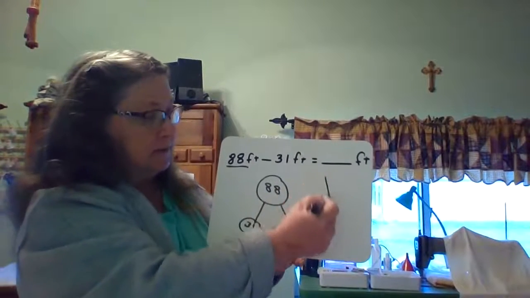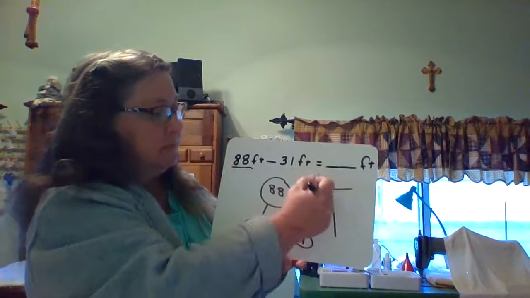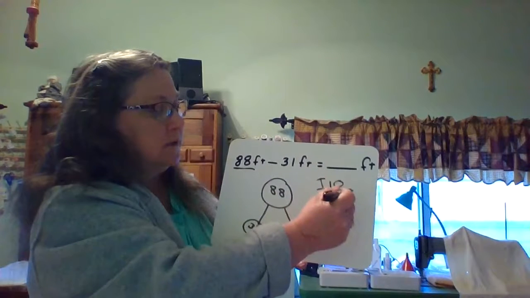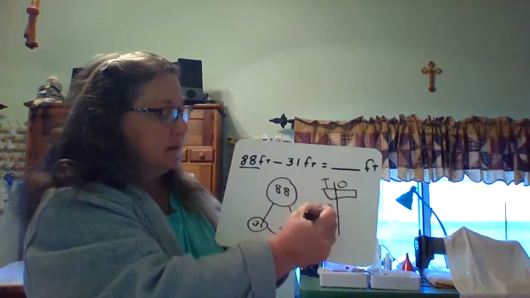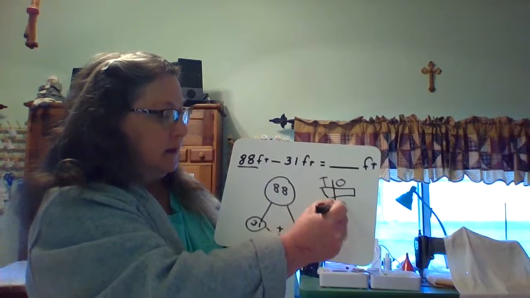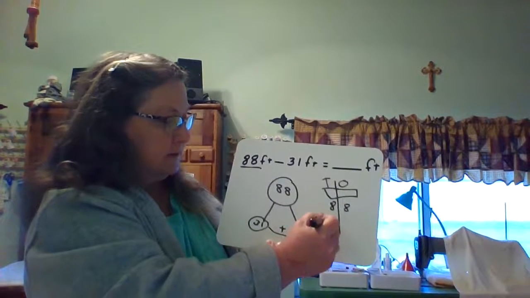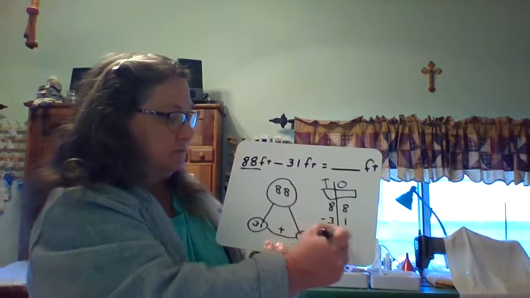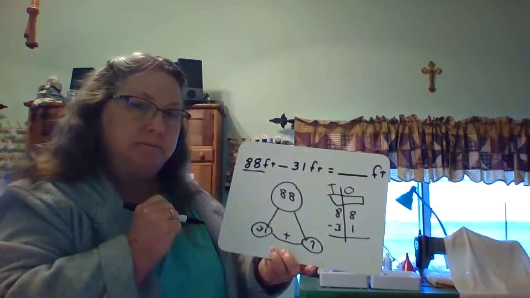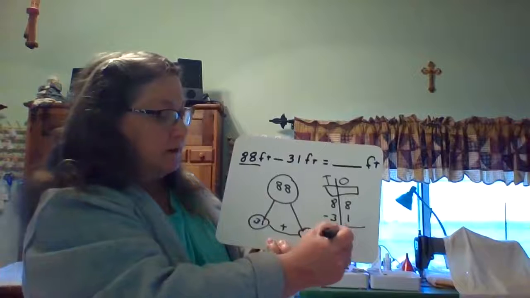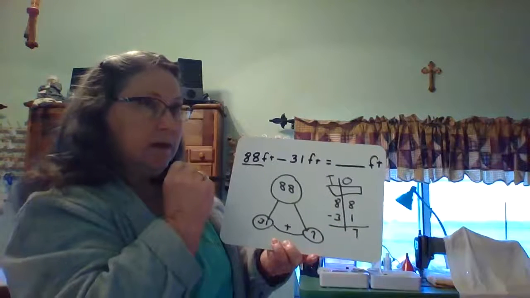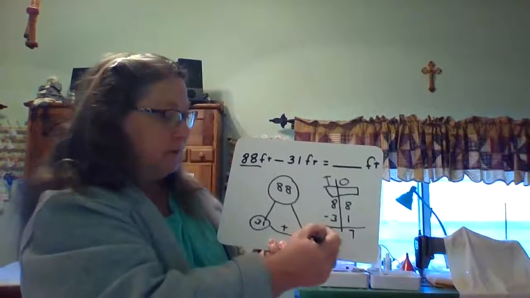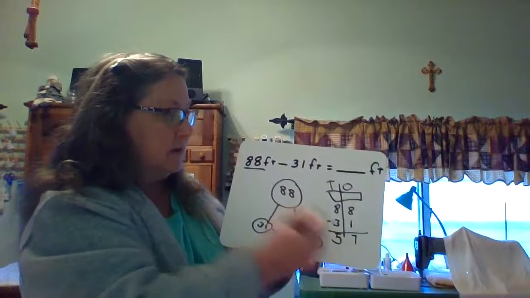So I'm going to make my T, just like I did before. Tens, ones, my box, 88 minus 31. And I can subtract. 8 minus 1 is 7. 8 minus 3 is 5. 57.